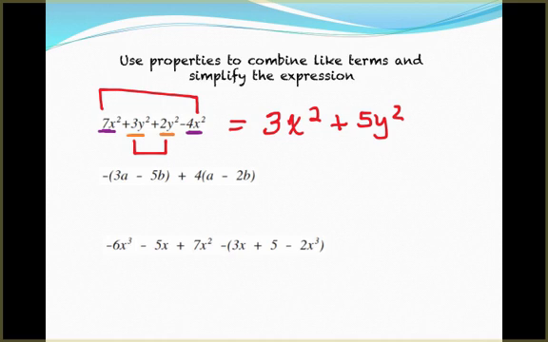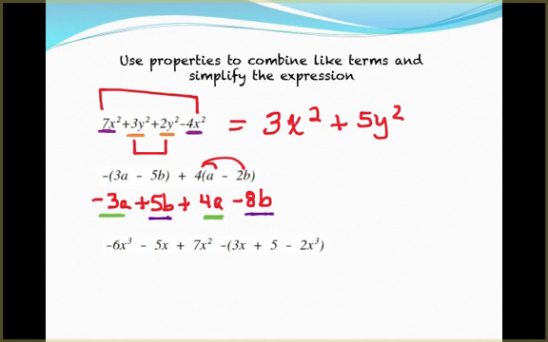In our next problem, notice that we can use the opposite of a difference here at the beginning, and let's make this -3a plus 5b plus, and now we'll do distributive property, 4a minus 8b. And now again, let's find our like terms. So our like terms would be -3a and positive 4a, and then we also have like terms of 5b and -8b.